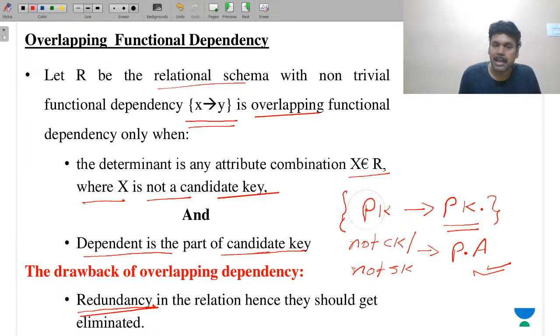RHS must be prime attribute, but LHS can be any combination of attributes. It can be PK or NK or anything it can be. But you say that LHS must not be a candidate key. That's the meaning of overlapping. If LHS is a candidate key, nothing else, it is a fully functional dependency only. We all know. But here LHS must not be candidate key, but RHS must be what? Part of key. So I will give you one important point. Observe carefully.